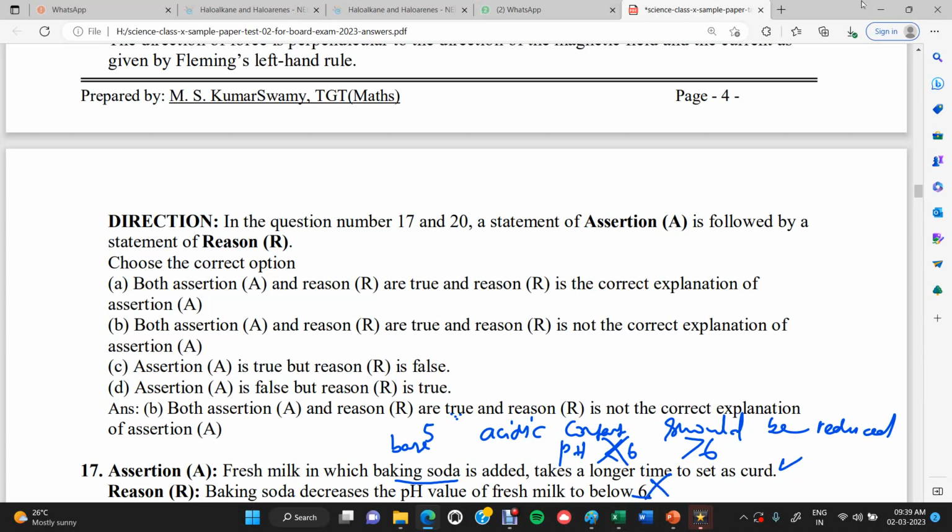Assertion is true, but reason is false. Right? That's the thing. Can you understand?